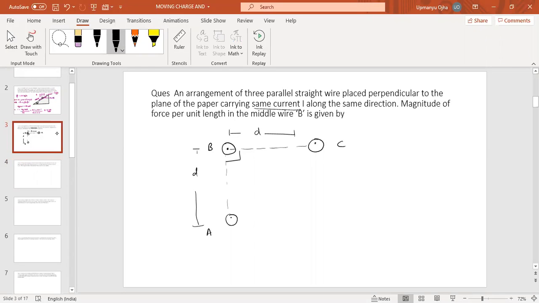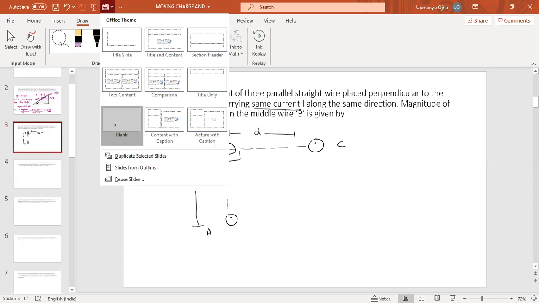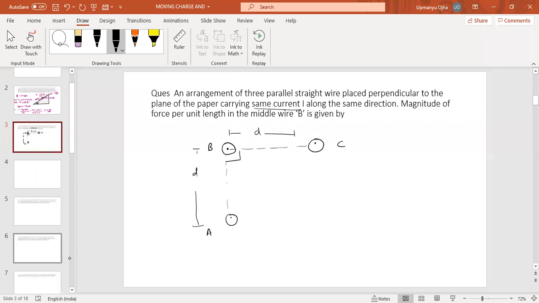This is the arrangement given in the figure. These are the straight wires. A, B, C are long straight wires. Current is flowing out of the plane. The distance between them is d and d. The wires are placed in such a way that they are perpendicular like this. You have to find the magnitude of the force acting on the B wire.